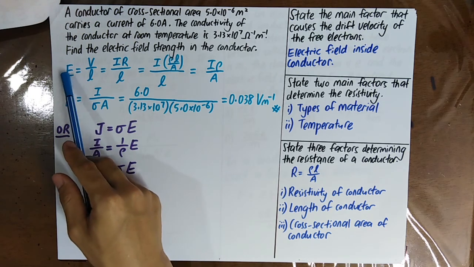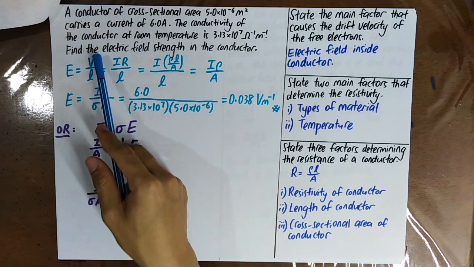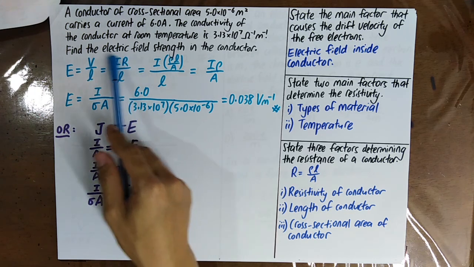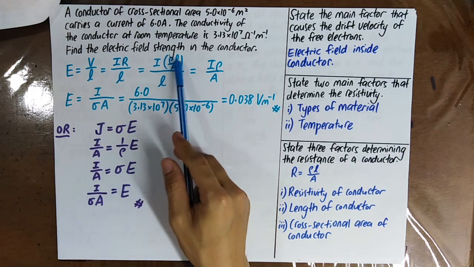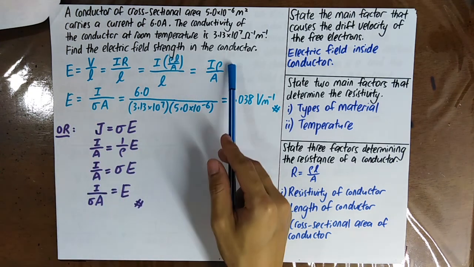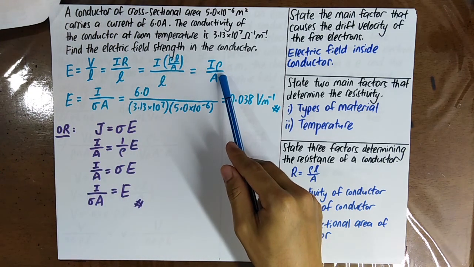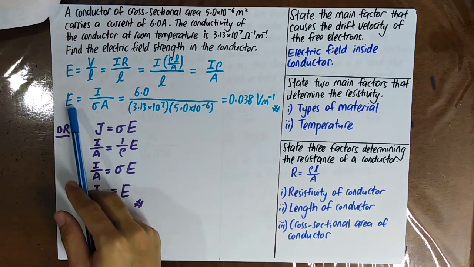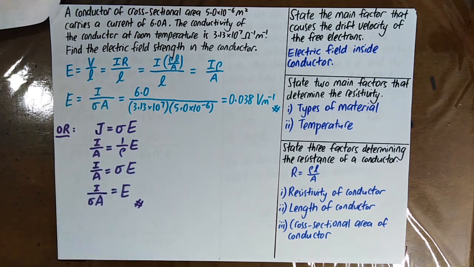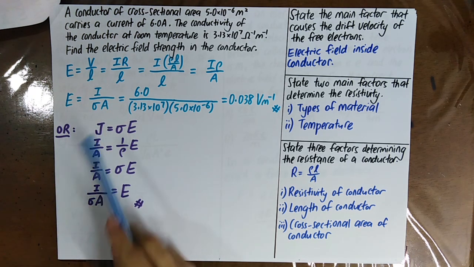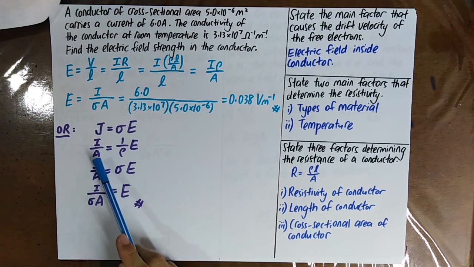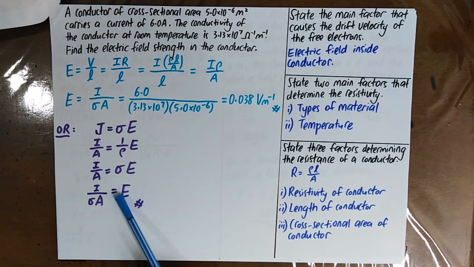Okay, you know that electric field strength is equal to the potential difference across a length of conductor, and then V = IR because of Ohm's law, and then R = ρL/A. Therefore, you know that the reciprocal of resistivity is equal to conductivity. So you know that E = I/σA. Or you can use J = σE, and then J = I/A. By using this formula, you also get E = I/σA.